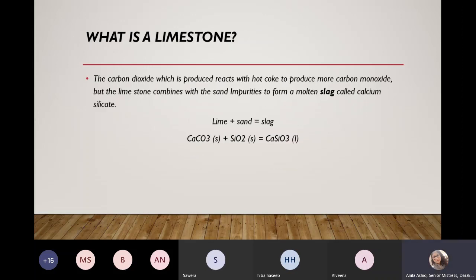The carbon dioxide which is produced reacts with hot coke to produce more carbon monoxide. So whatever carbon dioxide is being produced, even from the limestone, that is also used to convert coke into carbon monoxide, but the limestone combines with the sand impurities to form molten slag. Again, I repeat, calcium carbonate is being used to remove impurities, and after removing impurities it is converting into slag, and how that slag is tapped off has already been discussed. If you have any question, please feel free to ask me.